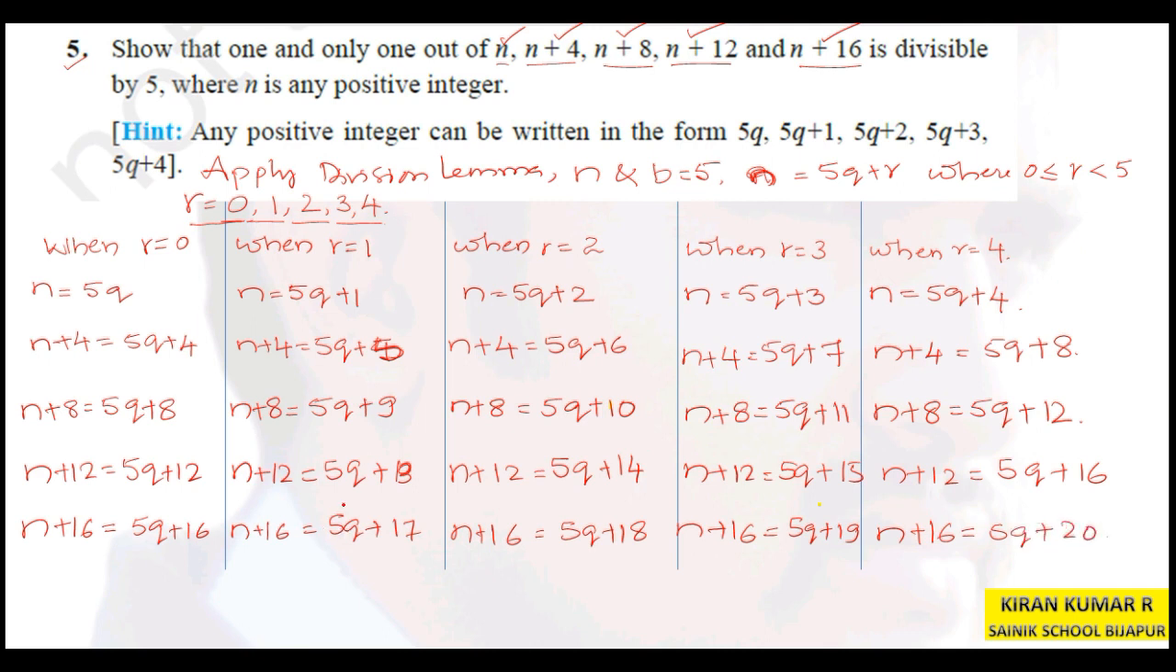We need to observe in each of the columns exactly there is only one which is divisible by 5. Look at each of those columns. Let me highlight them.